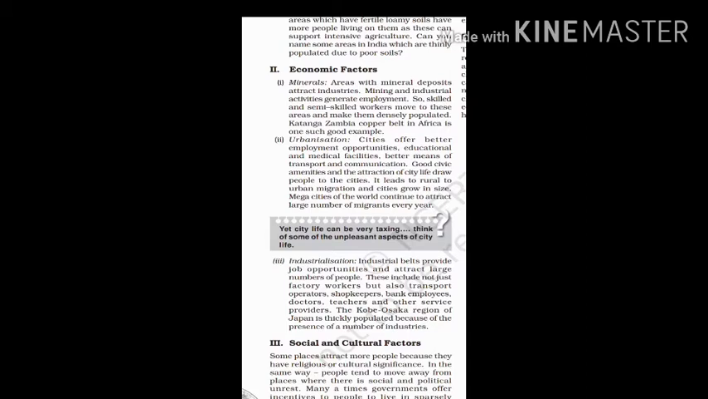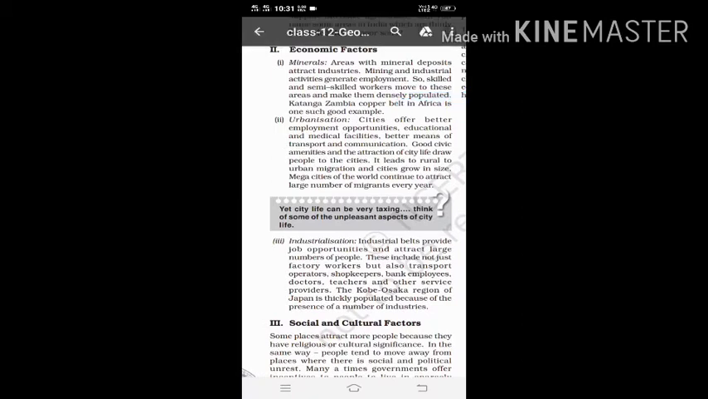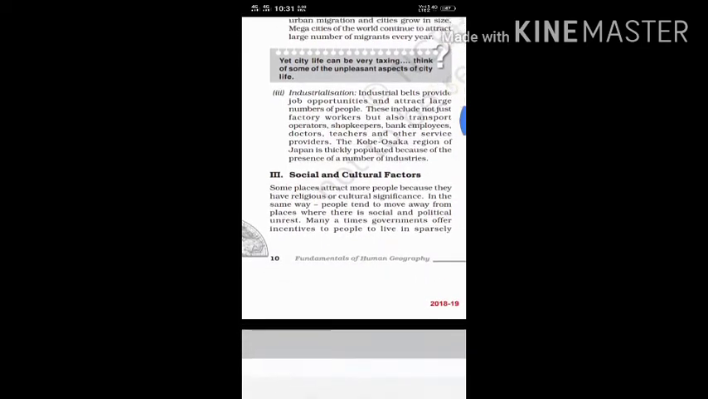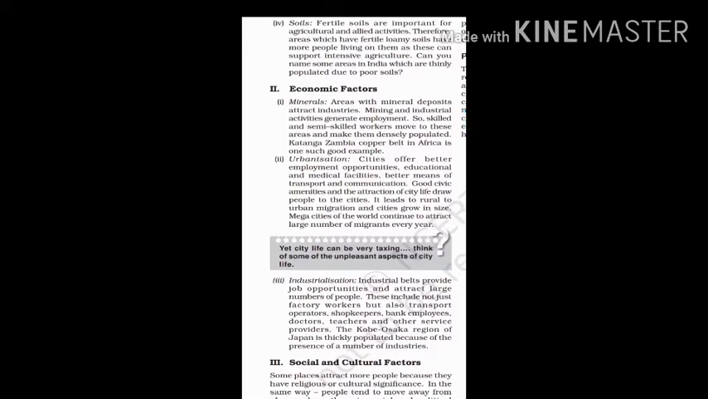Number two, urbanization. People move from rural to urban areas in search of better jobs and education, because in rural areas the educational facilities are very low and the job facilities are also very low. So people move to urban areas in search of better livelihood. Now comes industrialization. This one is the same as minerals. Areas with minerals or industries attract more people. Keep this in mind.